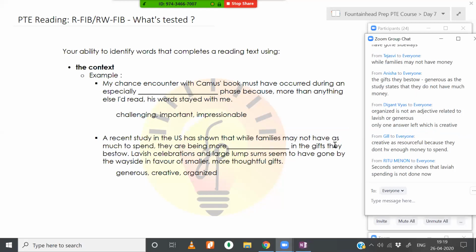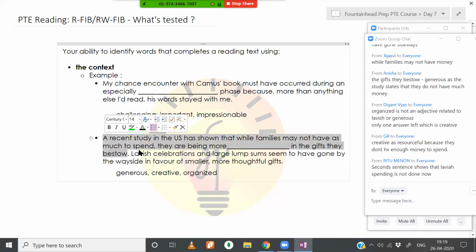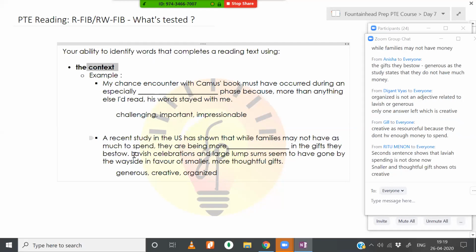Okay. But see, you have to go with the context. If you look at the latter, always, it's not that you just focus on the first sentence and then just go with that. No, that is why context is important. What are we discussing? Context, right? So the second sentence clearly says that lavish celebrations and large lump sums seem to have gone by the wayside in favor of smaller, more thoughtful gifts.